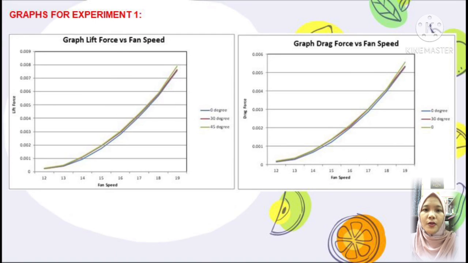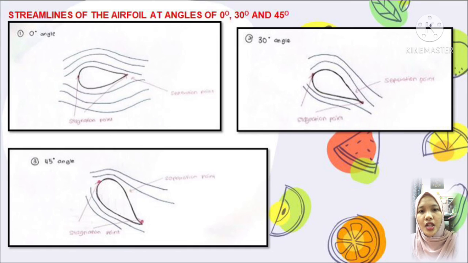Then from the data, graphs will be generated for lift force versus fan speed and also drag force versus fan speed. It shows that both graphs have exponential growth, where lift force and drag force increase with fan speed for all angles of attack. And next is the sketching of airfoil streamlines at angles of 0, 30 and also 45. The stagnation point is shown for each angle as shown on the slide.